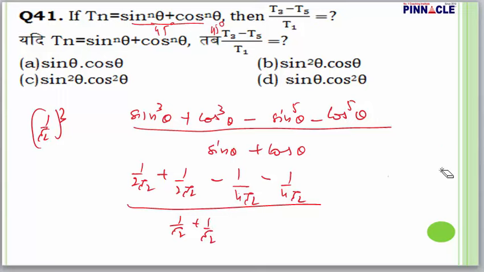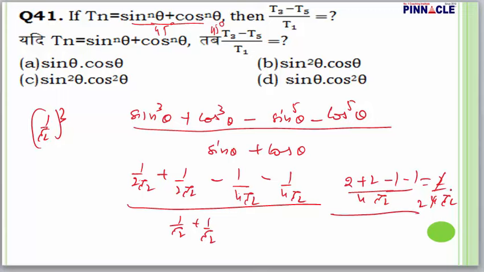Now this has become, you can take LCM here, that is 4 root 2. Take the LCM of all these, 4 root 2, and this would be 2 plus 2 minus 1 minus 1. Here you take, that would be equal to 2 plus 2, 4, 4 minus 2, 2, so 2 over 4 root 2. In other words, you can say this would be equal to 2 root 2, and here take LCM root 2, 1 plus 1, that is 2 root 2.